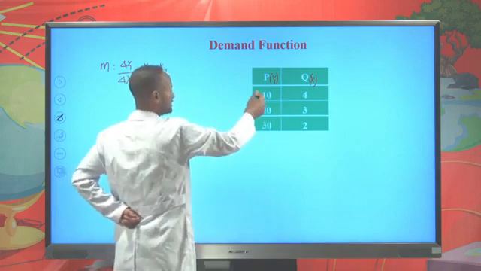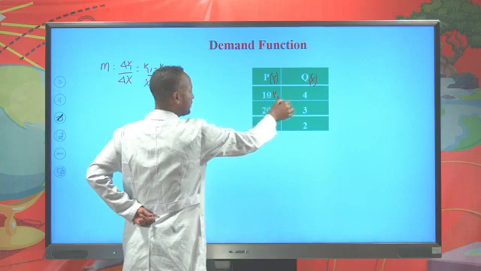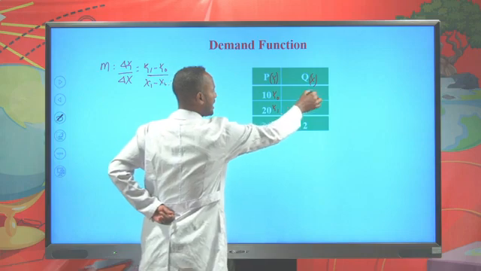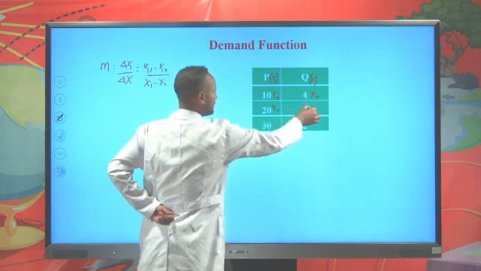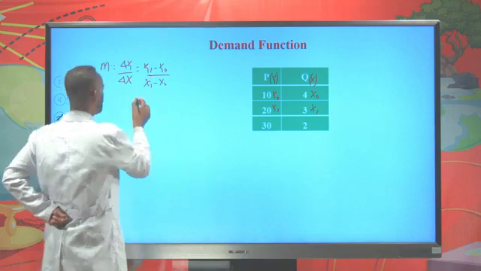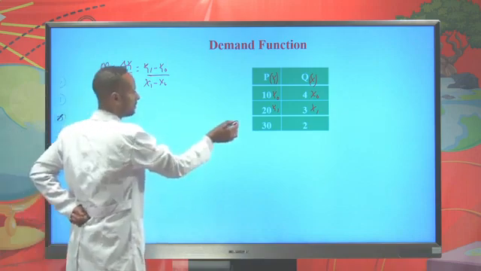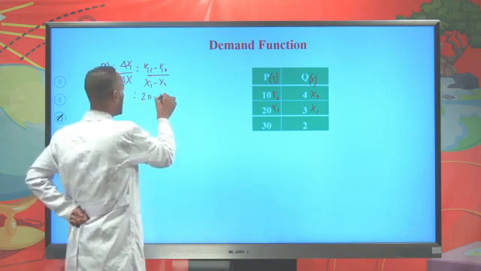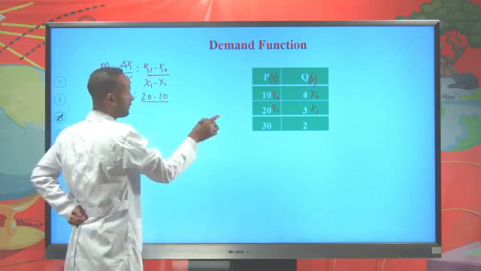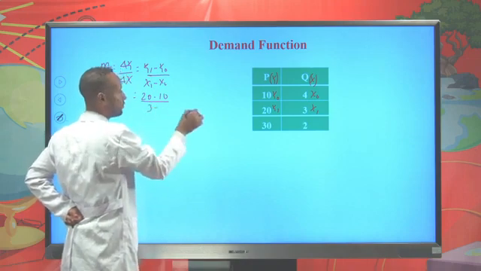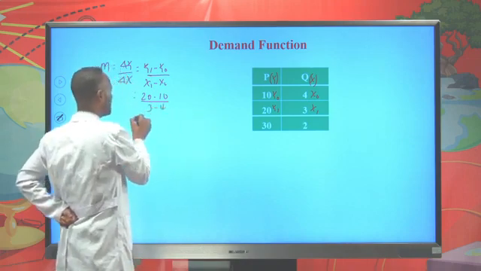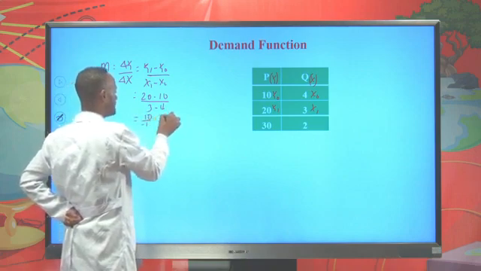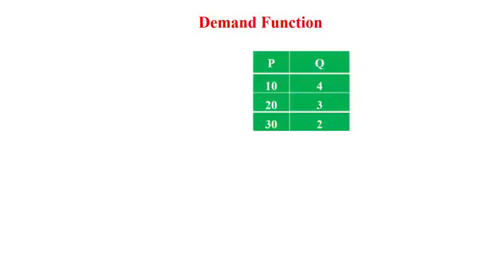Now, let's take this 10 as y initial and this 20 as y final. Let's take this 4 as x initial and this 3 as x final. Now, when we substitute this information in this formula, the value of y final is 20 minus the value of y initial, which is 10, divided by the value of x final, which is 3, minus the value of x initial, which is 4. And this gives you 20 minus 10, which is 10, over minus 1, which is minus 10. This is the slope of the demand curve.